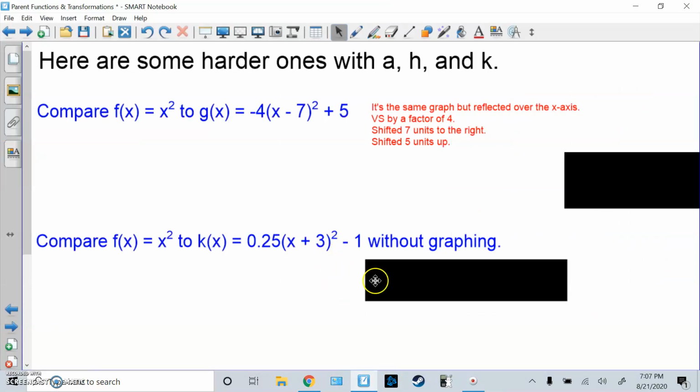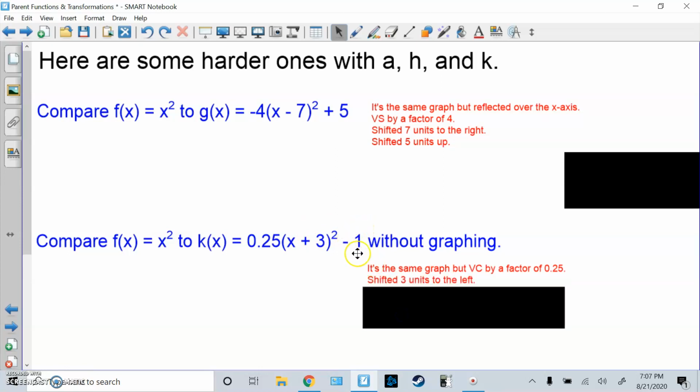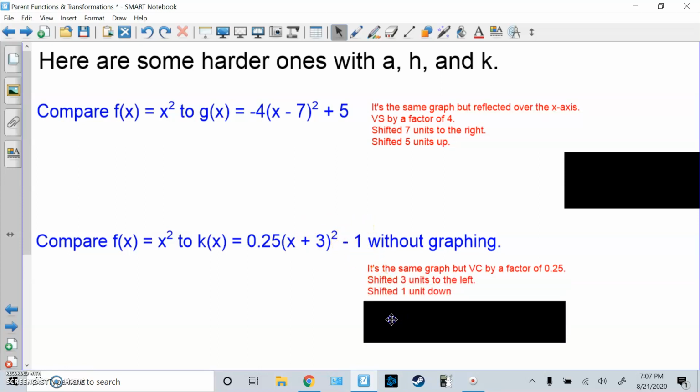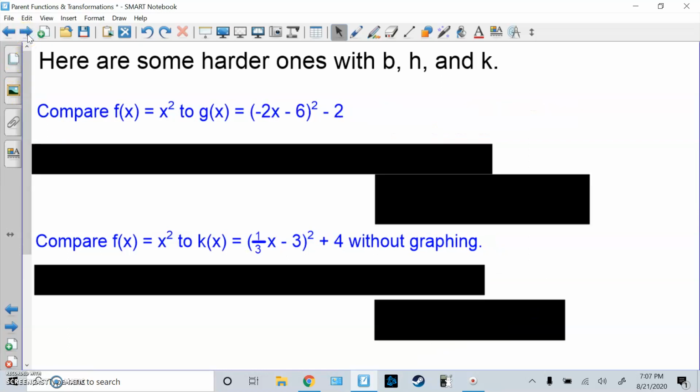Alright, this one without graphing. So A is 0.25. It's not negative, so no more reflection. But less than 1, smaller than 1 means compression, and that's A, so it's vertical. Vertical compression by 0.25. Inside's plus 3, that's H, but it's opposite, so it means minus 3, left 3. Then outside's K minus 1, that's normal, so minus means down 1. That's there. Alright, here's some harder ones, B, H, K.